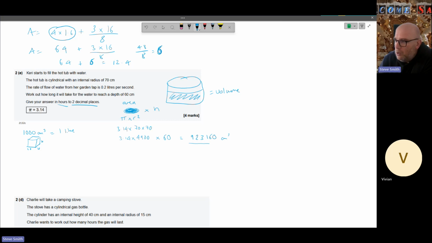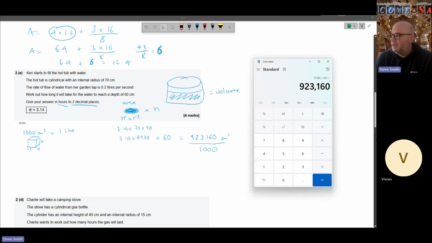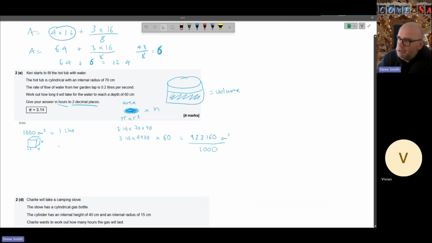So we're going to divide our number here by 1,000 because we need to know how many liters it is. We could just move the decimal place 3 times to the left, absolutely. But we've got the number typed in our calculator, so we'll keep it fresh. 923.16. Look, decimal place 1, 2, 3, same number. So now we know it's liters.